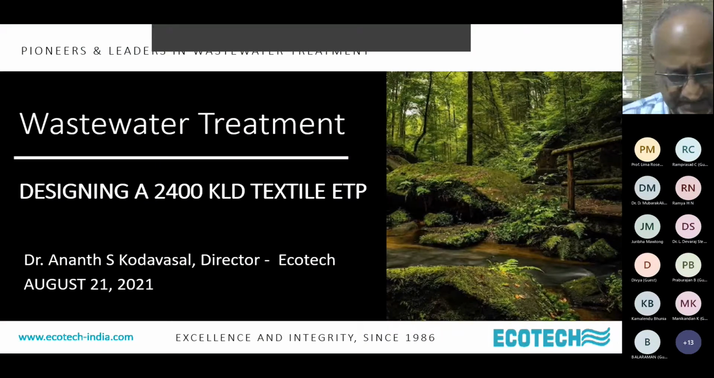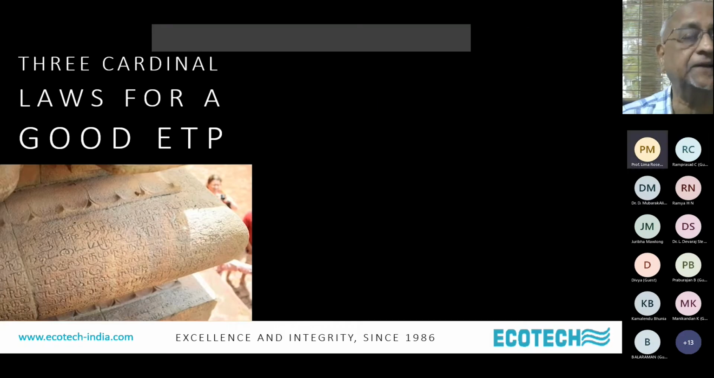Industrial effluent treatment plants, basically dairies, textile, cassava starch plant, which is a very difficult wastewater production factory. Cassava starch, they make glucose out of starch later. And confectionery, biscuits, soft drinks, they are in the business and diversified. So this is a 2400 KLD textile ETP.